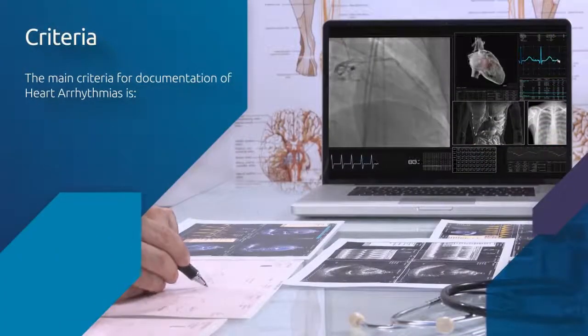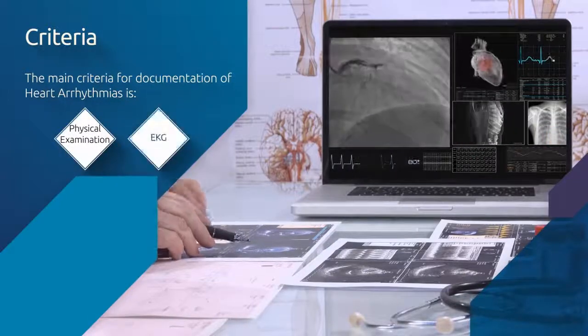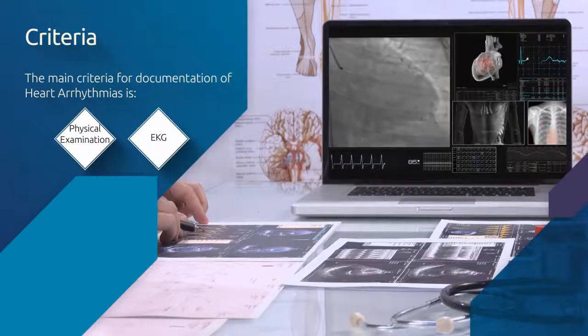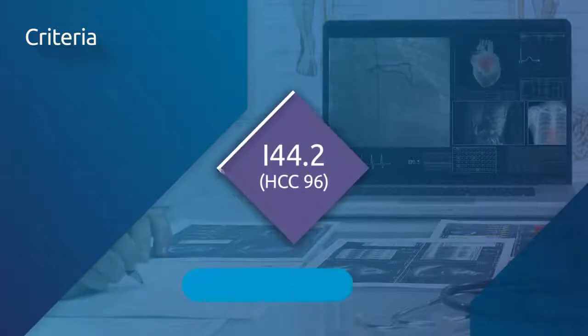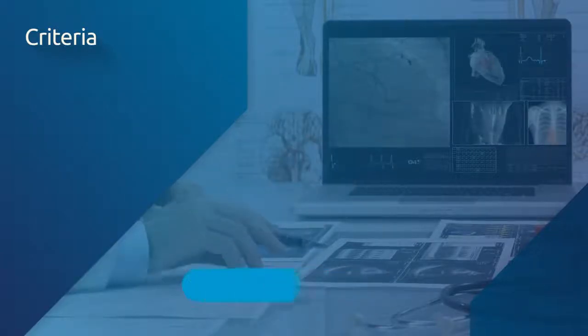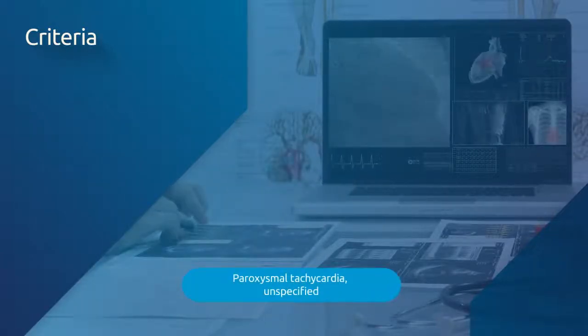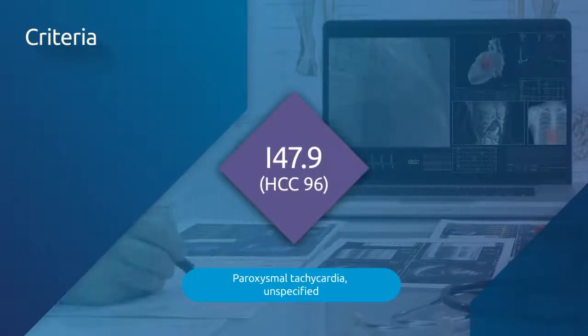The main criteria for documentation of heart arrhythmias is a physical examination and/or EKG. Next, let's look at the HCC codes for specified heart arrhythmias. Code I44.2 is for a complete AV block, with the hierarchical condition category being 96. For unspecified paroxysmal tachycardia, the code is I47.9, HCC 96.